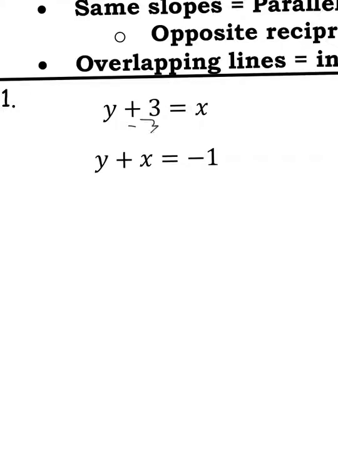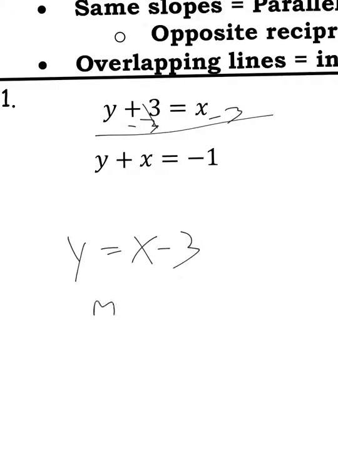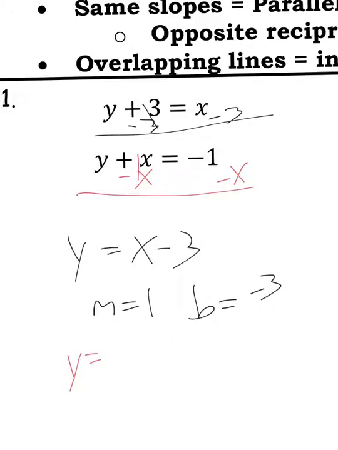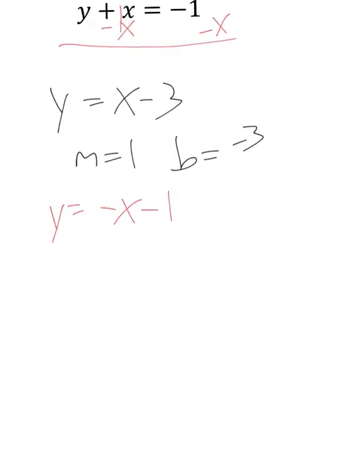If I just minus 3 over to the other side, I have y equals x minus 3. And so I have a slope of 1 and a y-intercept of negative 3. And I'll deal with that in a second. This next one, I'll just minus x to the other side. And I'll get y equals negative x minus 1. So that gives me a slope of negative 1 and a y-intercept of negative 1.